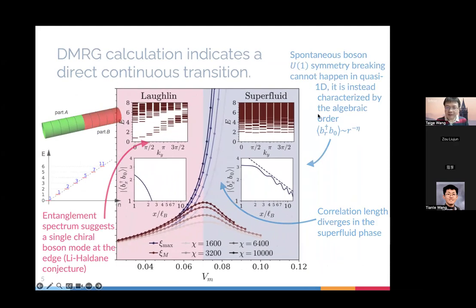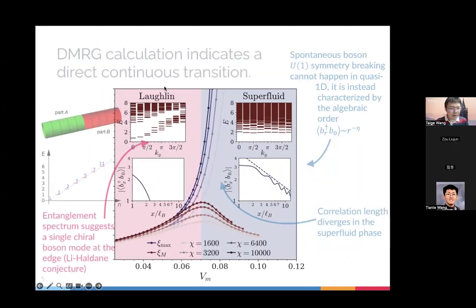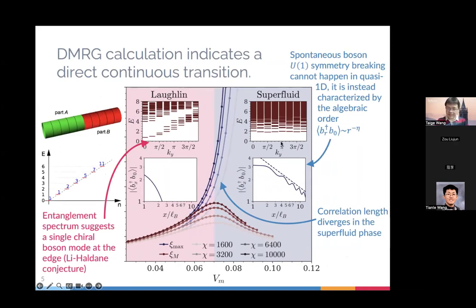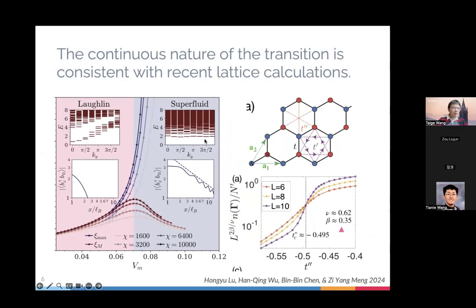Let me pause here and see if people have questions about the diagnosis of these two phases. I think that's a starting point of this entire study. We have to agree that the phases are Laughlin and superfluid. Okay, great. Now we can talk about the transition. When we wrote up the paper, Ziyang told us their amazing work doing a similar study on a lattice model, now already published. They also seem to have seen a continuous transition from scaling collapse.